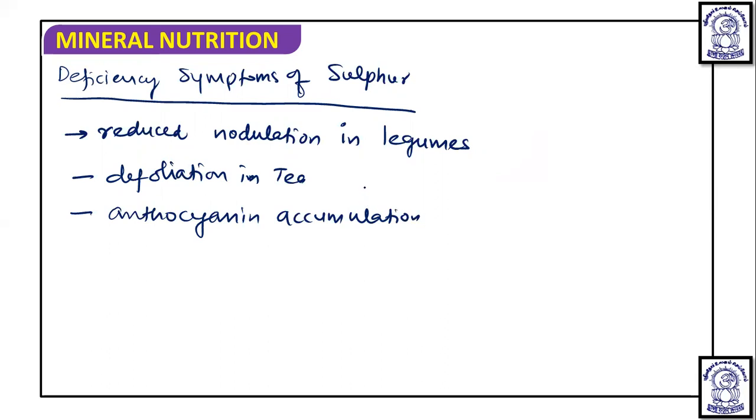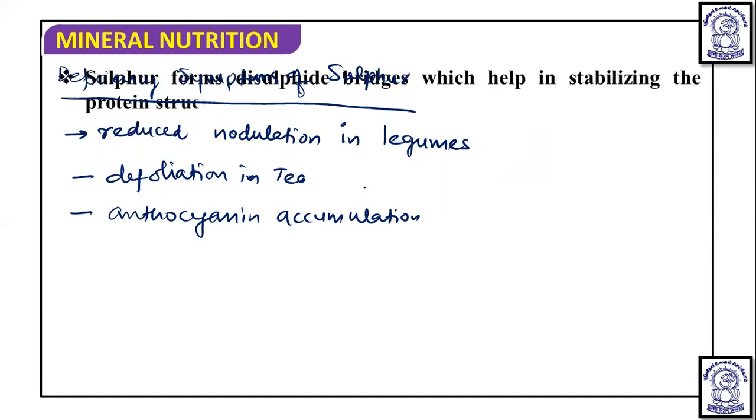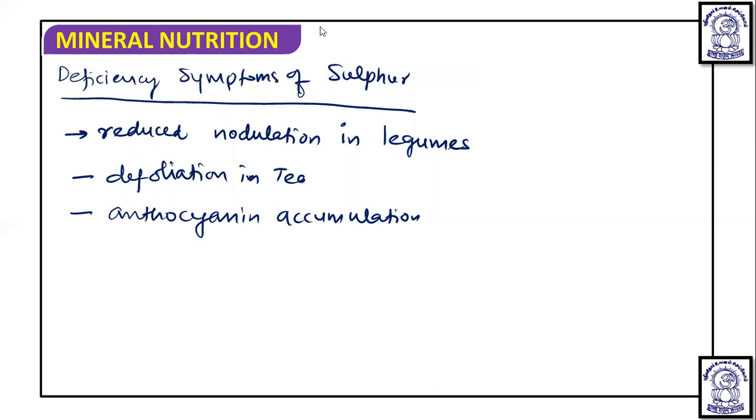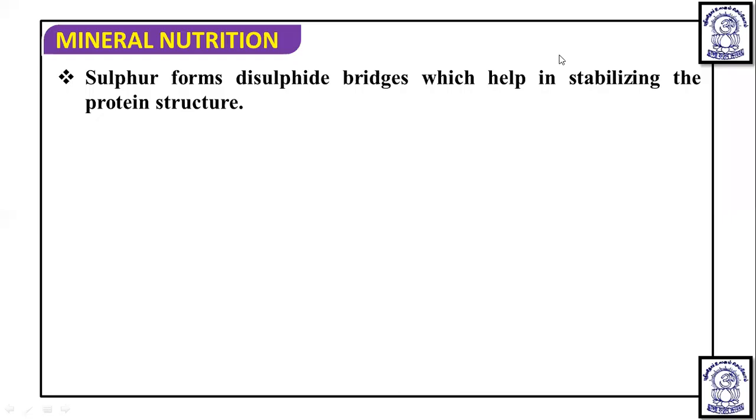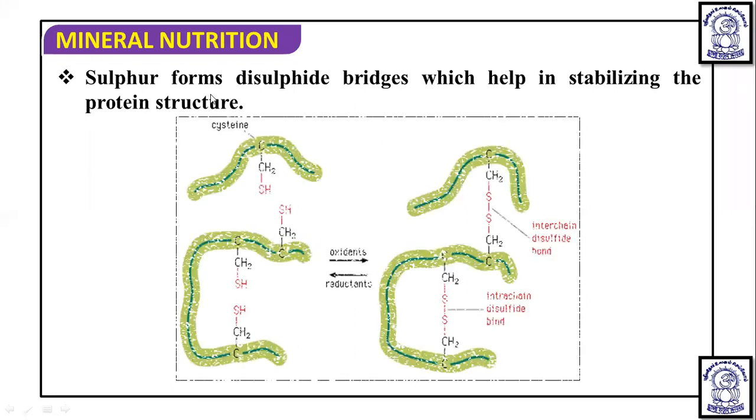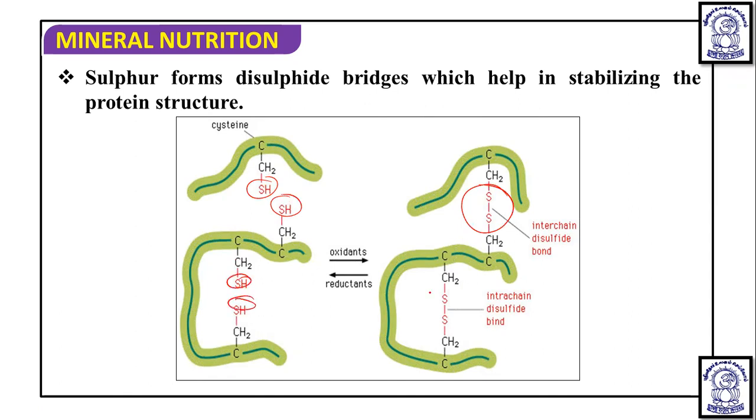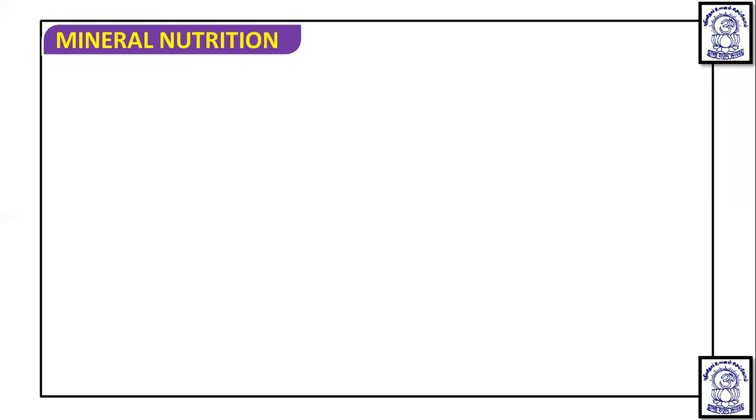Okay, so these are some of the deficiency symptoms of sulfur. Sulfur also forms a disulfide bridge, which helps stabilize the protein structure. You can see here these are sulfur-containing compounds and they are forming a disulfide bridge. In the same way, these are sulfur-containing compounds forming a disulfide bridge, which gives stability to the structure. Okay. Now after sulfur, you will see that the next element is iron.